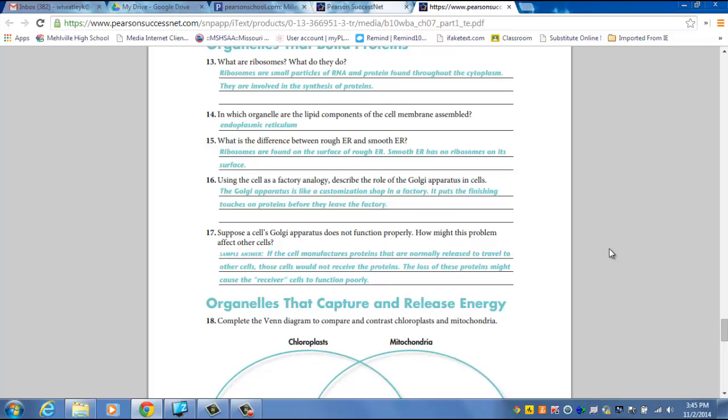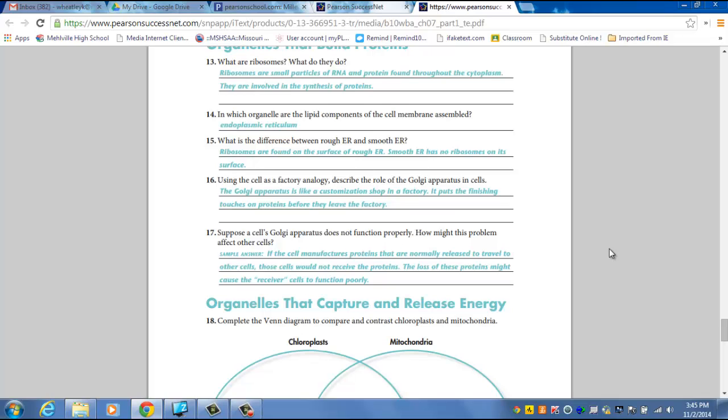Lipid components of the cell membrane get made in the endoplasmic reticulum. That's going to be like a transport system. The difference between rough ER and smooth ER is that rough ER has the ribosomes studded on it, and smooth ER has no ribosomes. Using a cell factory as an analogy, the Golgi apparatus is going to be like the custom shop, or like UPS. It is going to put the finishing touches on proteins before they leave the factory.